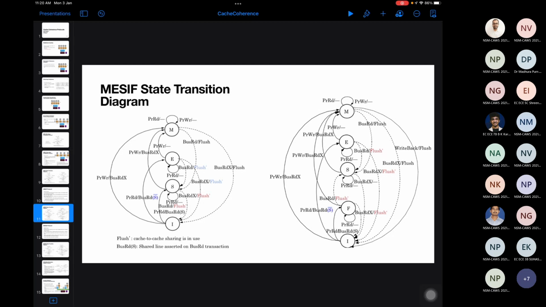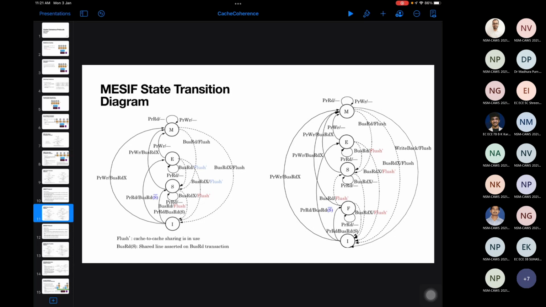And again, you can see the F2S transition is also there in MESIF, where someone else is performing a read operation, then you supply the data to that core and change the state from F to S. But the rest of the things are exactly the same as this one.